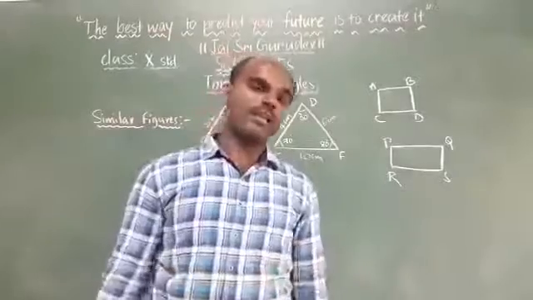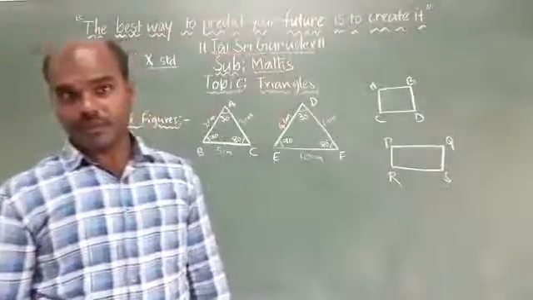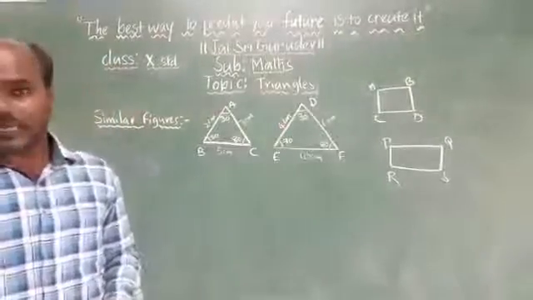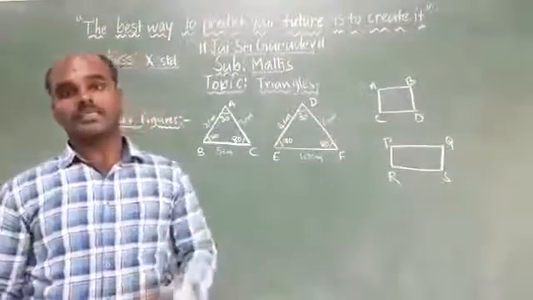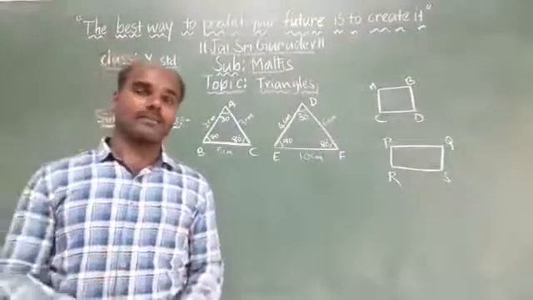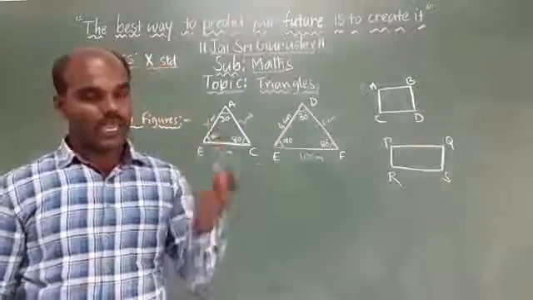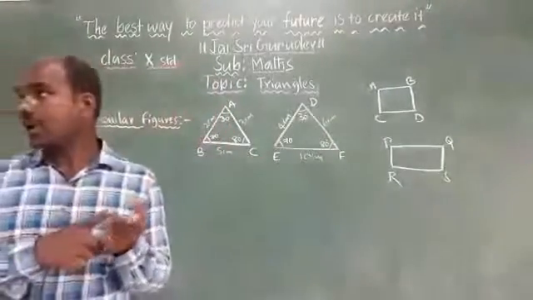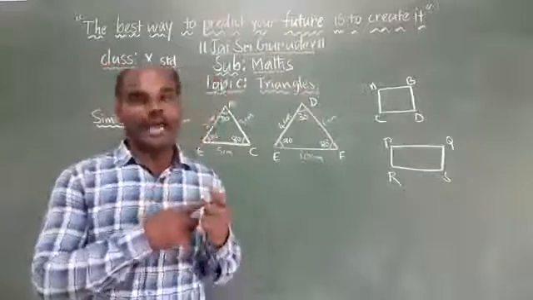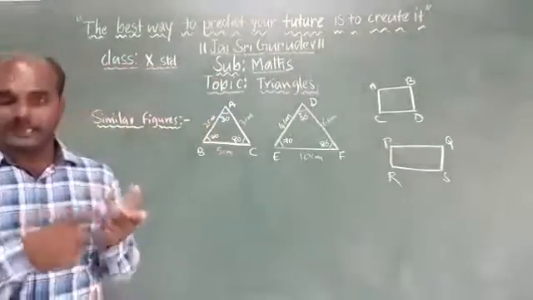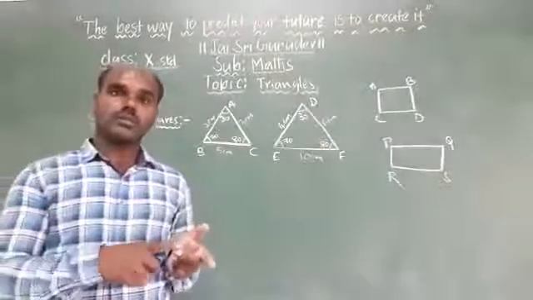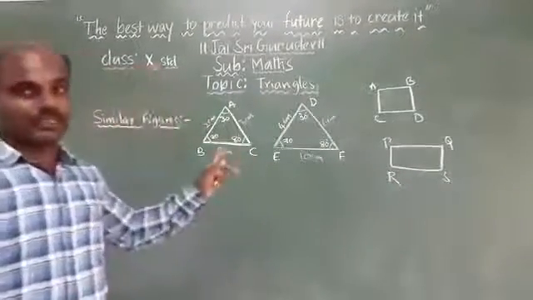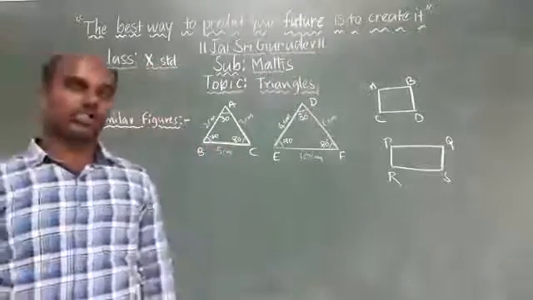Coming to triangles, similar triangles. The similarity of two triangles means the two triangles have the same angles. They have two properties. The first property is that the two figures have the same angles, and the second is that when you compare the sides, they have the same ratio.